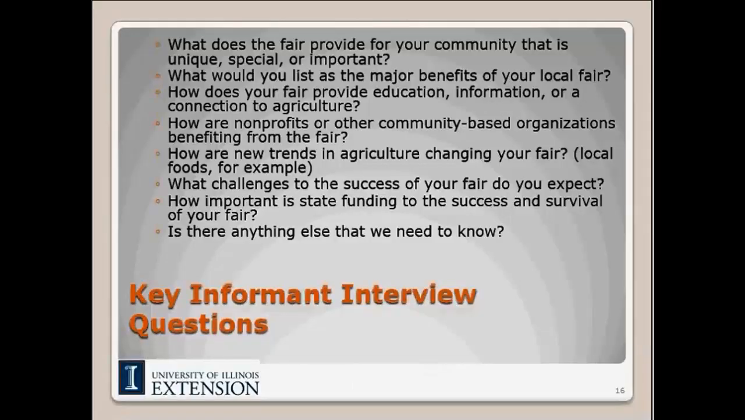And then next is our key informant interview questions. And as Carrie mentioned, the key informants, this will be people such as the livestock superintendent, perhaps members of the fair board, and any other person who's highly involved in the fair organization and such, and so on and so forth.